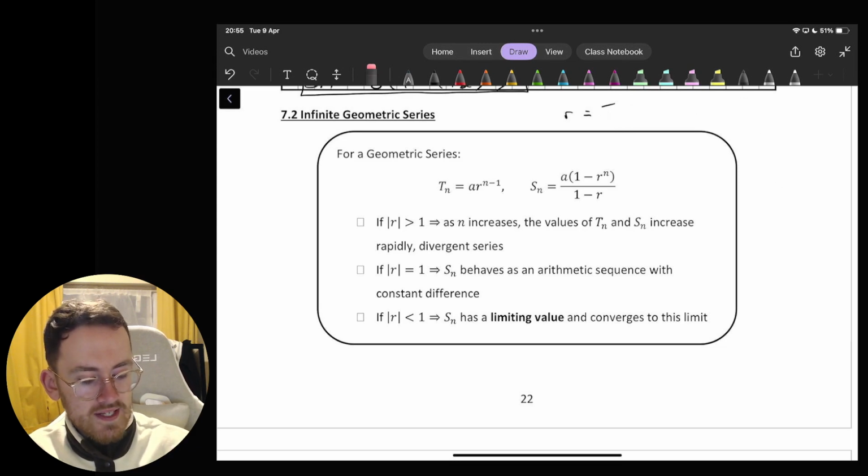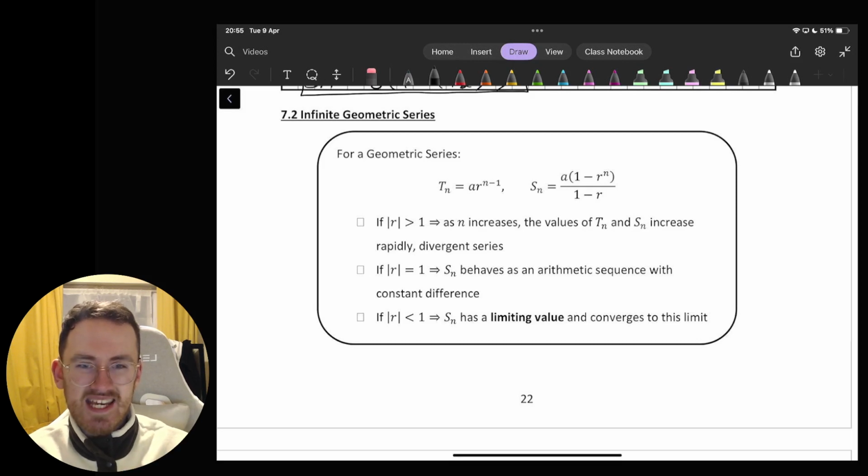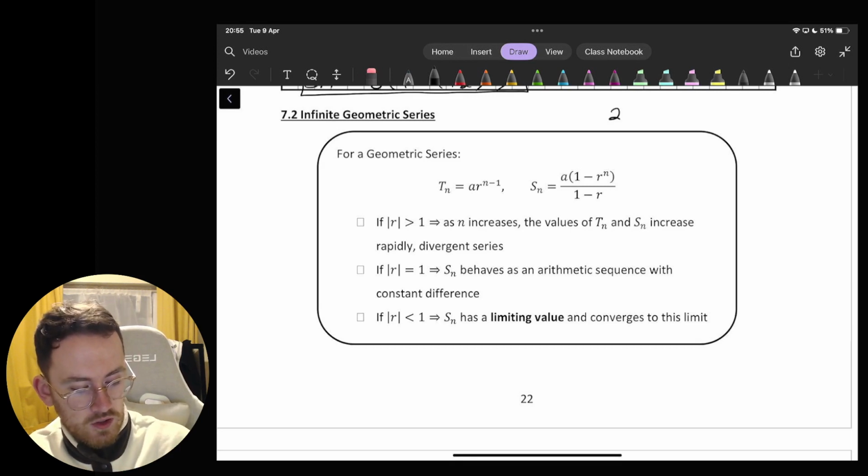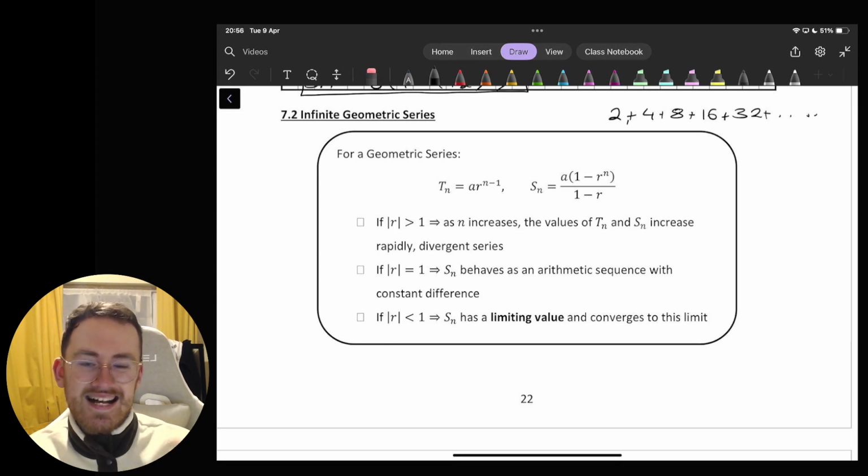And obviously the ratio plays quite a big part in the sequence, and particularly when we look at the series. If that ratio is greater than 1, if the absolute value is greater than 1, it could be a fraction, but so long as it is a bigger value than 1, then the values of my terms Tn and Sn are going to increase as n increases. Think about what would happen if the ratio is bigger than 1. So say 2, for example, we're going 2, 4, 8, 16, 32, and you can see it's just getting bigger and bigger as n gets bigger.